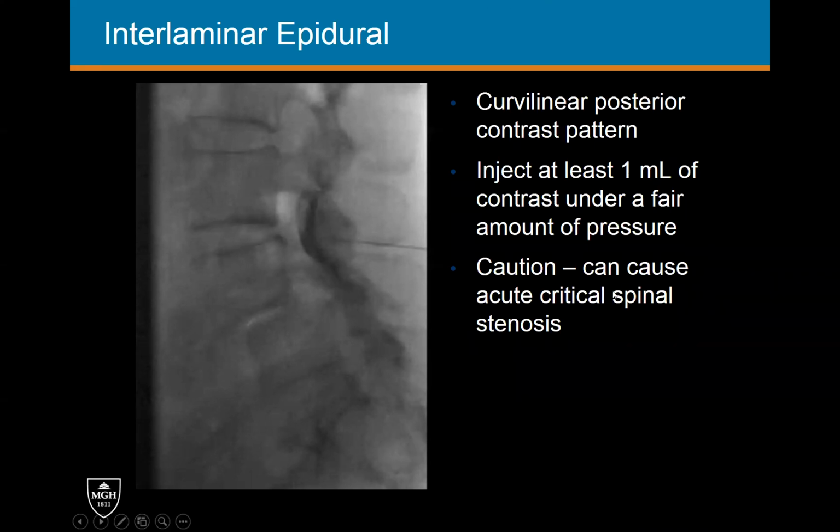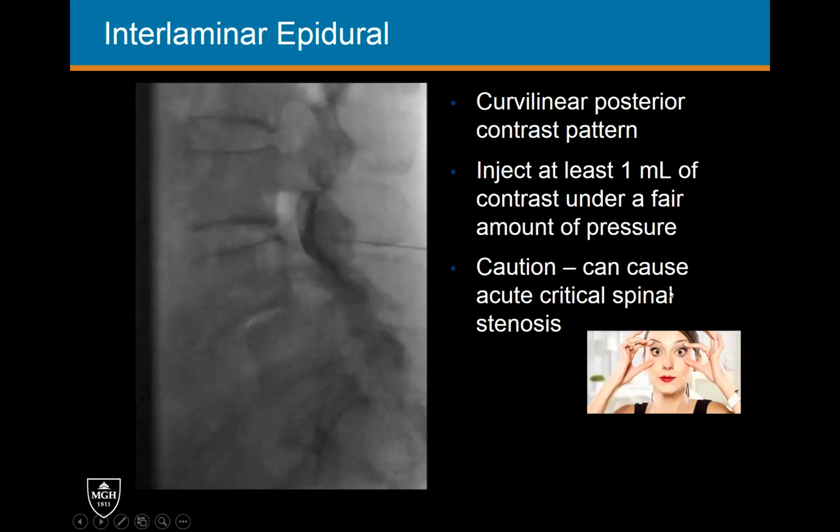The only caution is that you also want to be listening carefully to the patient, because if you inject too fast, if they've got a huge disc herniation, you can also cause acute critical spinal stenosis. So you don't want to just blast too fast. It's this fine dance between the two that you'll get better at as you do more. So anyway, caution, don't cause acute critical stenosis.